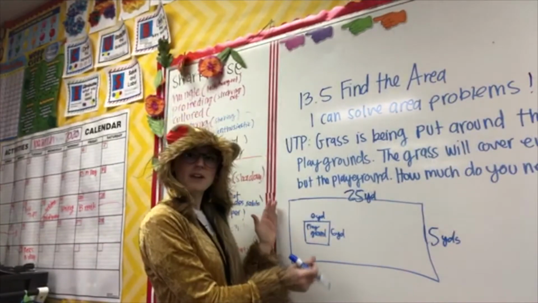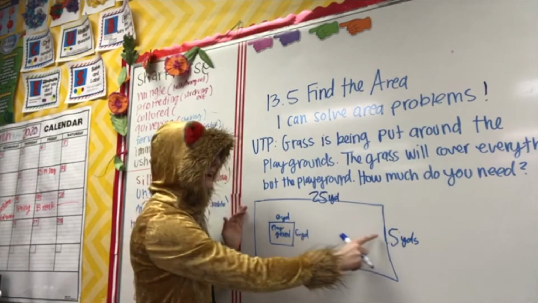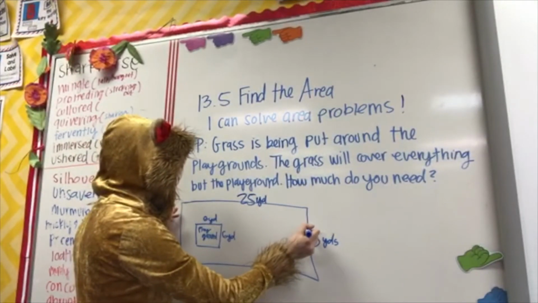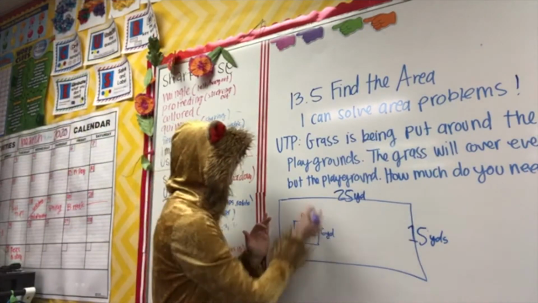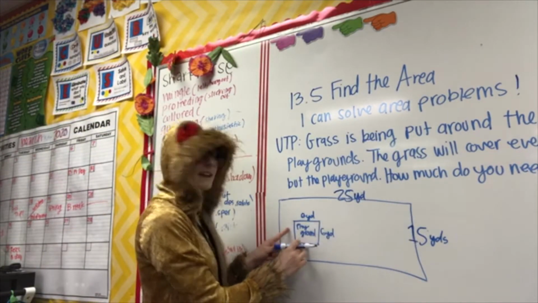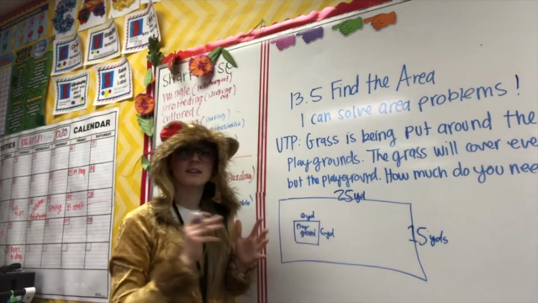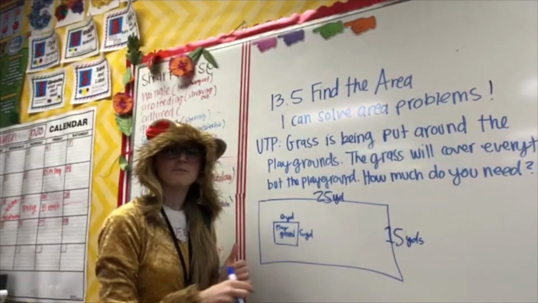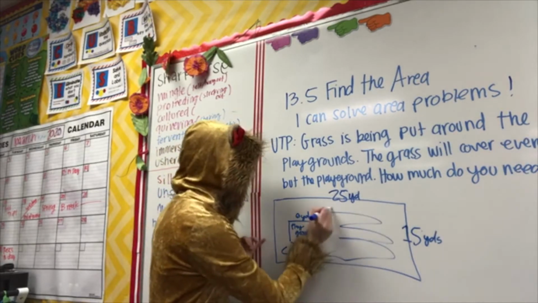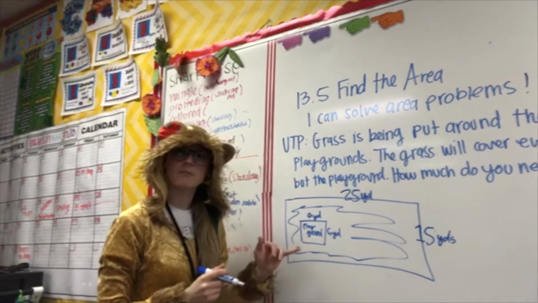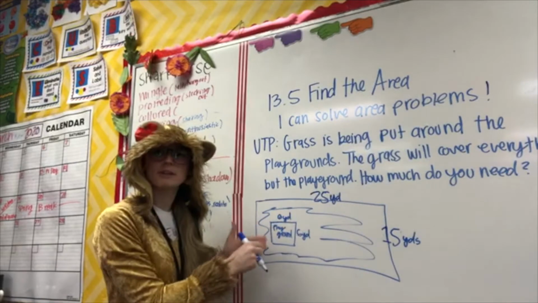So imagine with me your entire playground. It's 25 feet long and 15 feet wide. Okay, that is our entire field outside. All of this is going to be grass. But right here is our playground. Our playground measures 6 yards by 6 yards. Sorry, these are yards. I don't know if I said feet. But so we want to cover this whole area with grass except for this playground. So how would we do that? How could we find the area of all of this except for the playground?